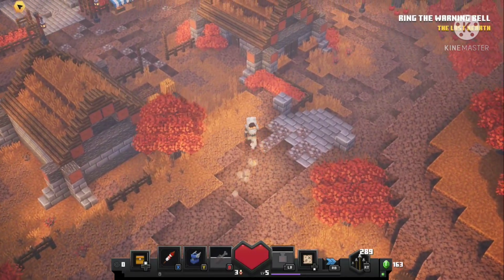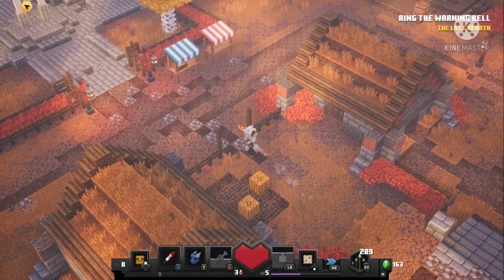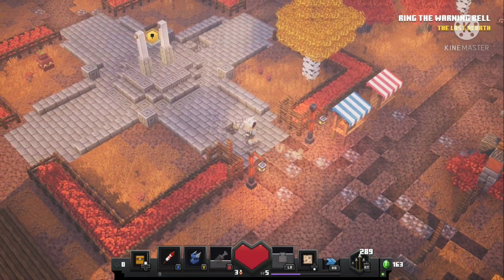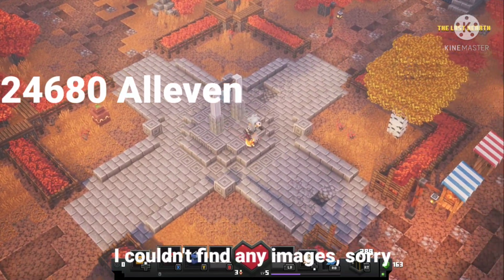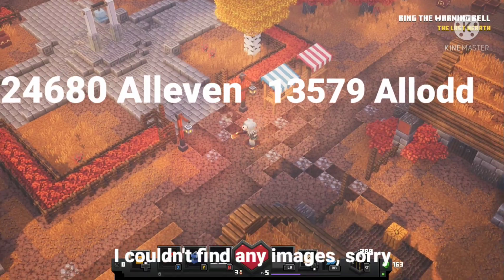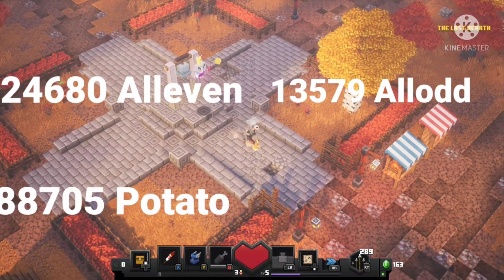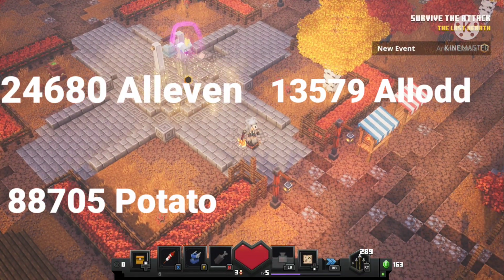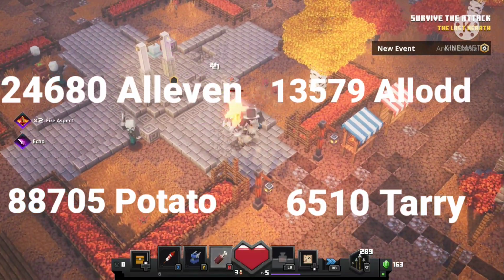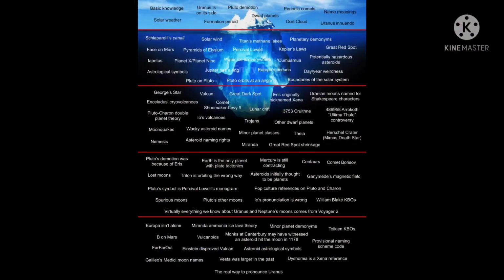I think this is referring to how some asteroid names are intentionally jokes or whimsical. Some examples include 24680 all even, 13579 all odd, 88705 potato, and 6510 tarry. But that's really it though.